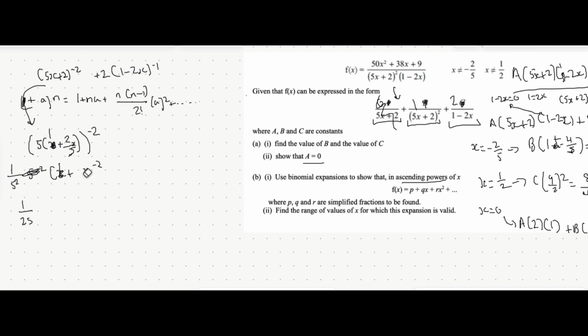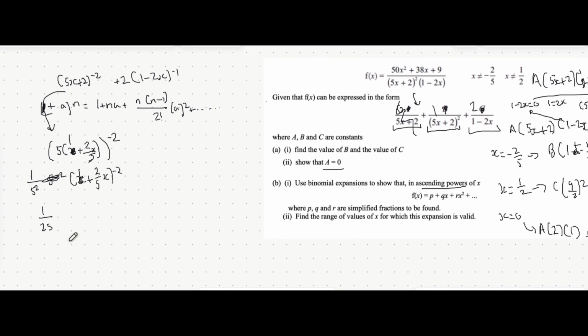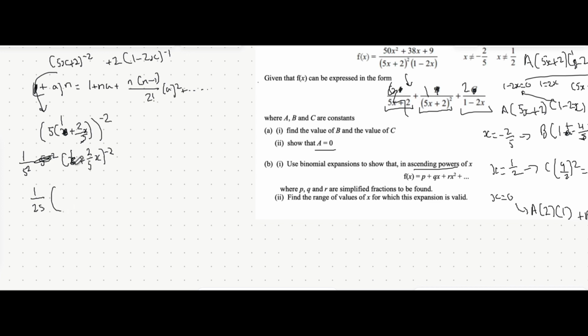Try to rewrite it: 1 plus 2 over 5x. A little bit better. Okay, now we can expand this out. So we have 1 plus na, so 1 plus n, which is the power of minus 2, multiplied by a, which is this whole term here, 2 over 5x. And then we have plus n, which is again minus 2, multiplied by n minus 1, which is minus 3, all divided by 2 factorial.